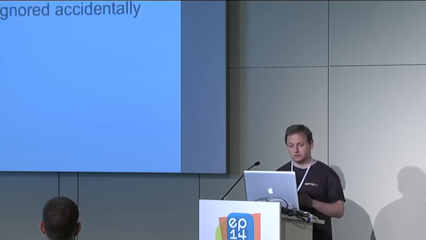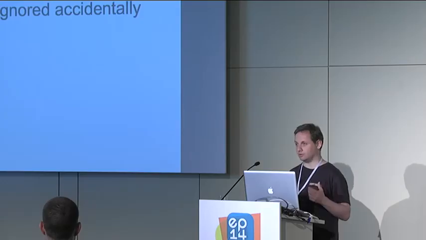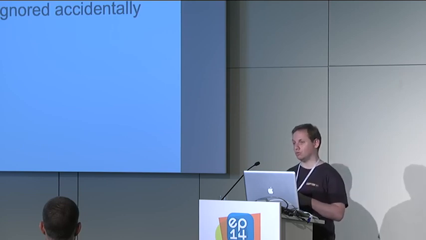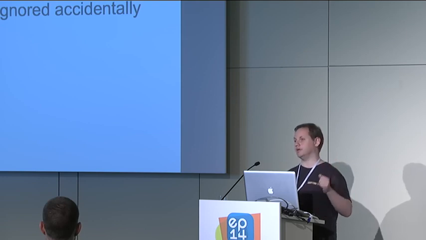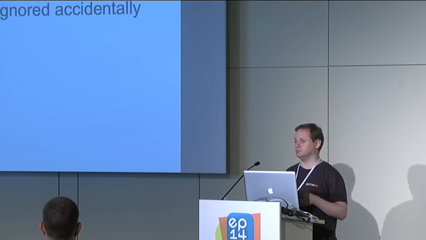Okay, errors in Python. The widely used way to represent errors are exceptions. You can do funny values, you can do global variables, but essentially and consistently the standard library uses exceptions to represent errors, and I encourage you to do the same. The major benefit of exceptions is that they cannot be ignored accidentally. You don't have to check if there's an error. Once an exception is raised, it just traverses up the calling stack until some routine decides to deal with the error.